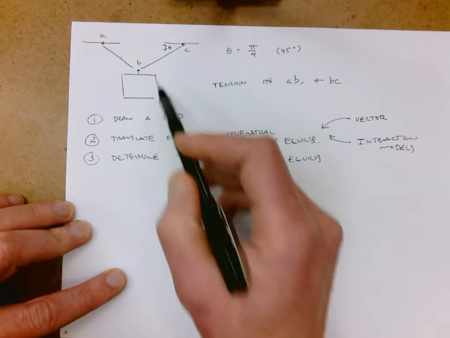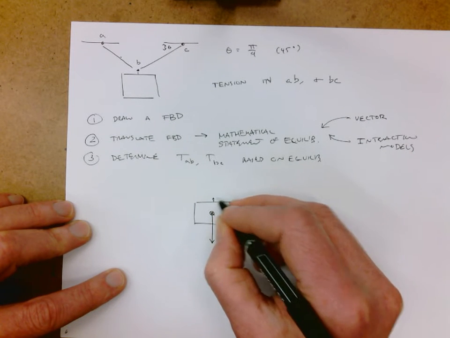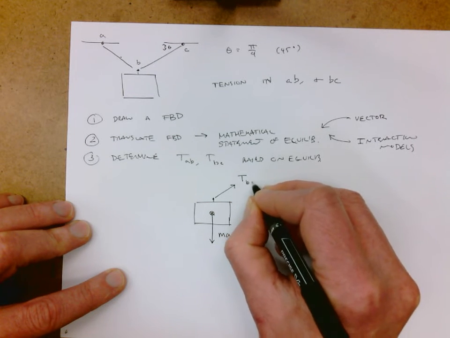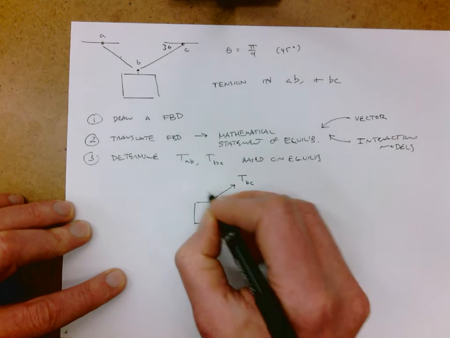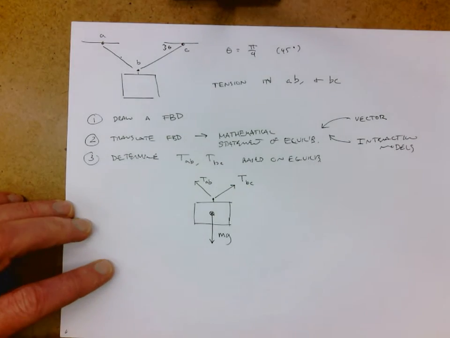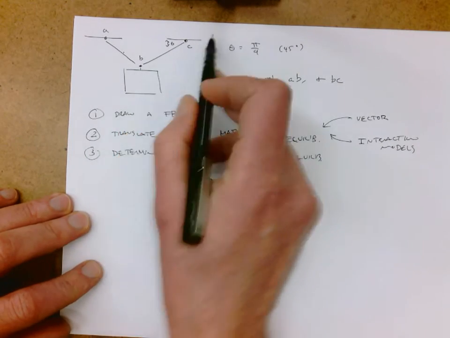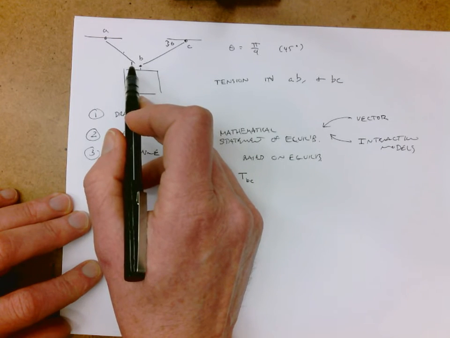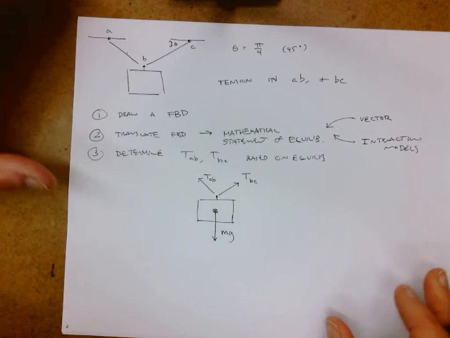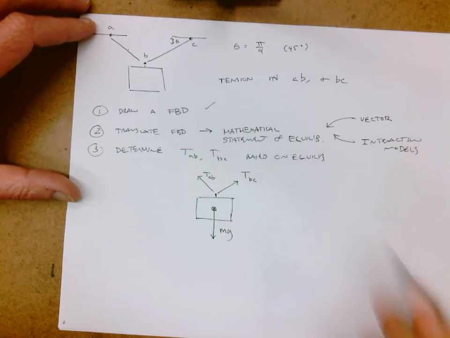The other way that this box is attached to the universe is via these two cables, right? And so at the top of the box, I have a tension in cable BC that's being applied, and also a tension in cable AB that's being applied. And I know what the directions of those are because the tension can only be applied along the string. A string can apply a force along the string, but not perpendicular to the string. But I don't know how big they are. So I've drawn my free body diagram at this point.